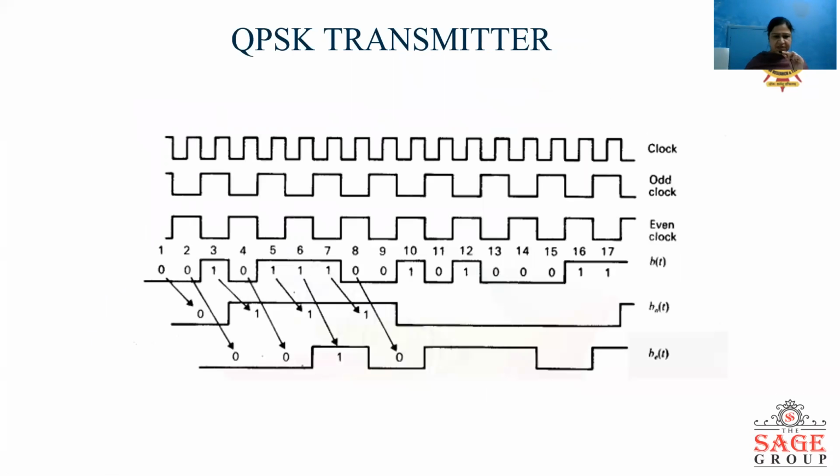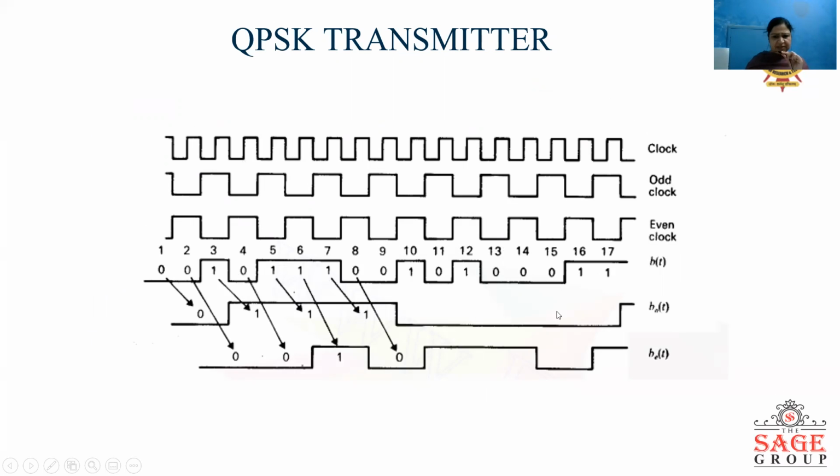Here we will see the waveforms in the QPSK transmitter. Here we can see that this is the basic clock waveform which triggers the toggle flip-flop. Two clocks are generated, one is odd clock and another is even clock. We have numbered the bits in BT. We can see the bit sequence in BT. We have numbered the sequence.